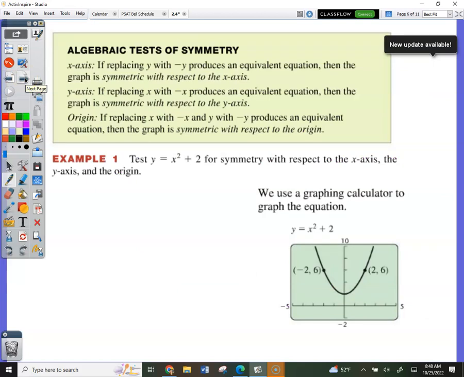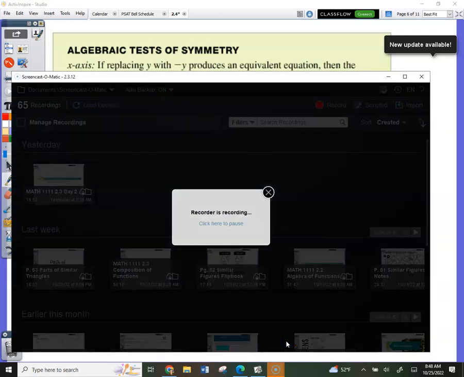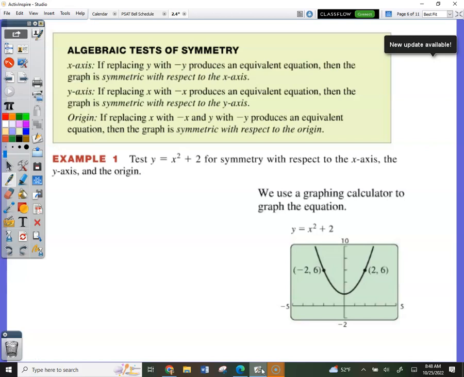Algebraic test of symmetry. Let's fix this box because this is going to be helpful for you. Okay, good. Sorry, I just panicked because I saw that over there. Let's fix this box so it's helpful because right now it's all blurred together, I'm sure. There's 3 types of symmetry we just discussed. There's over the x-axis, over the y-axis, or around the origin.